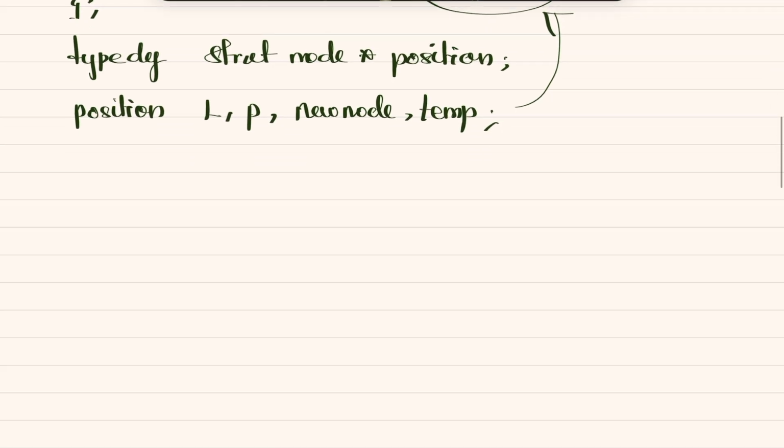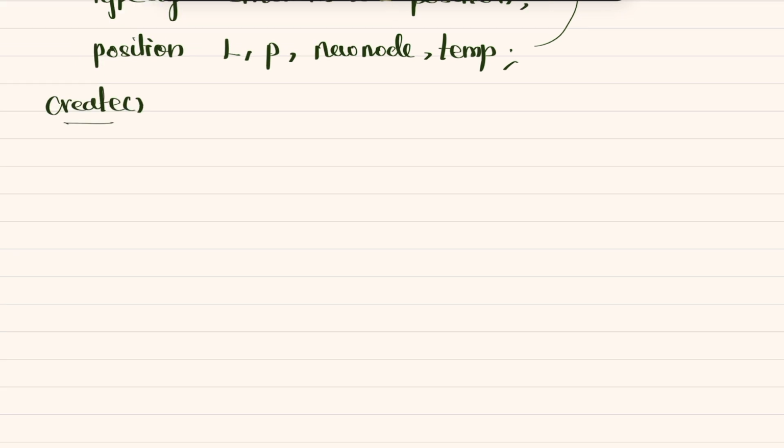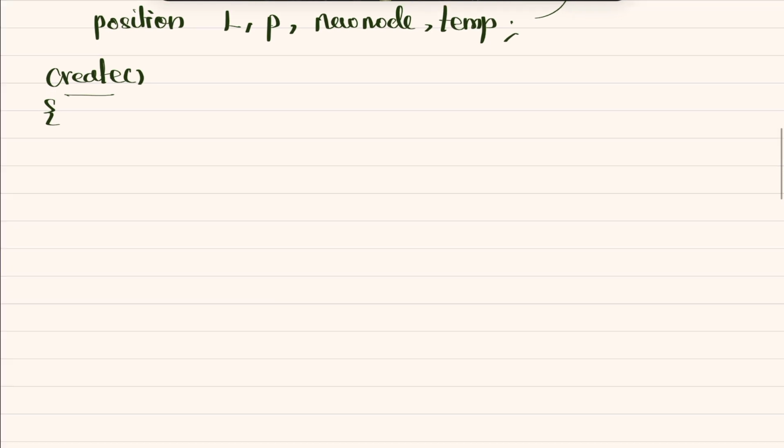Now we are going to focus on the create operation. In this create method, we are going to create a list. Initially, just imagine that there is no list in this memory space. So the list is equal to null, which means that there is no L.